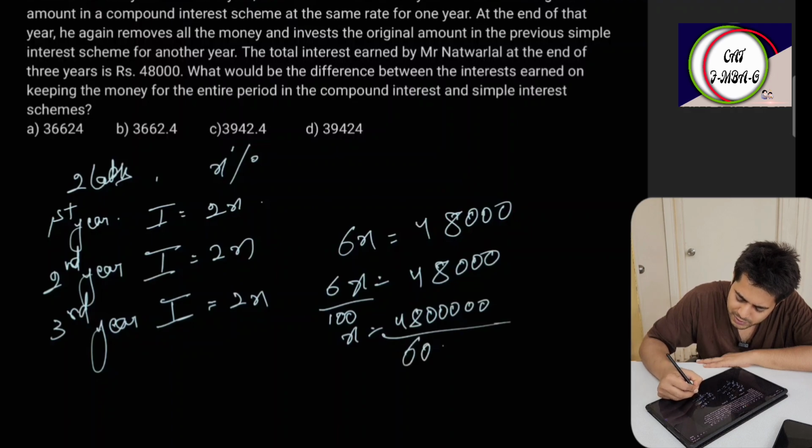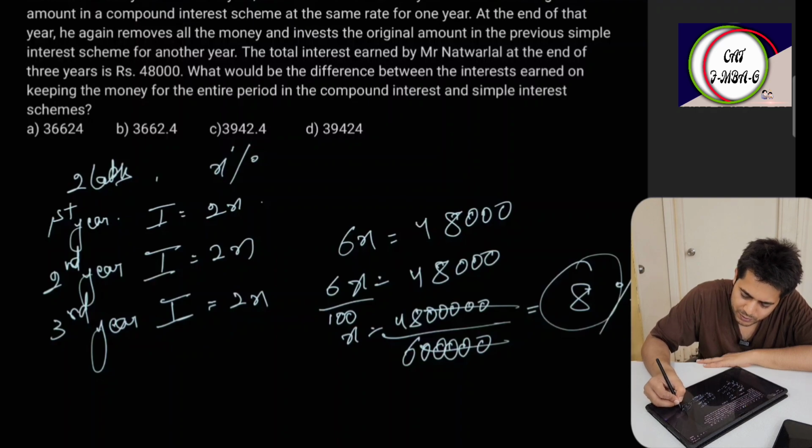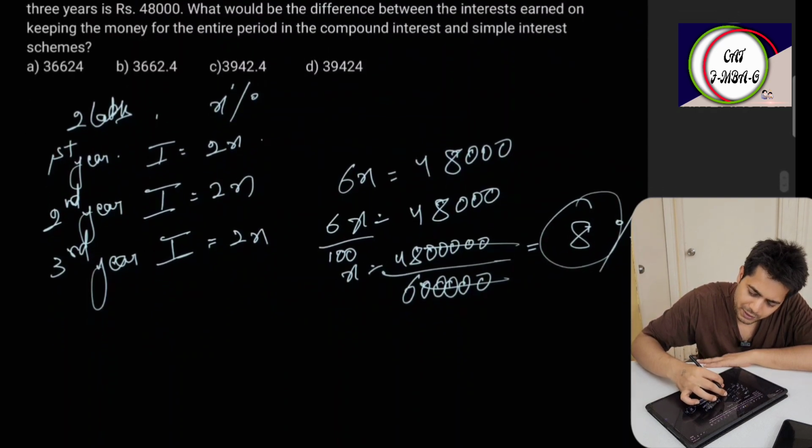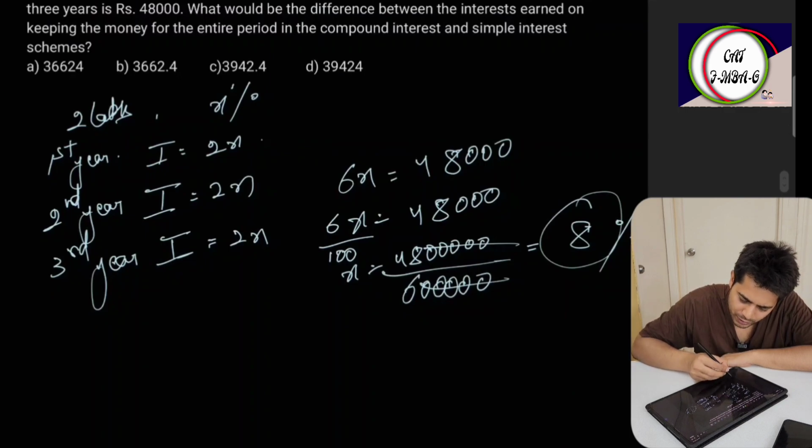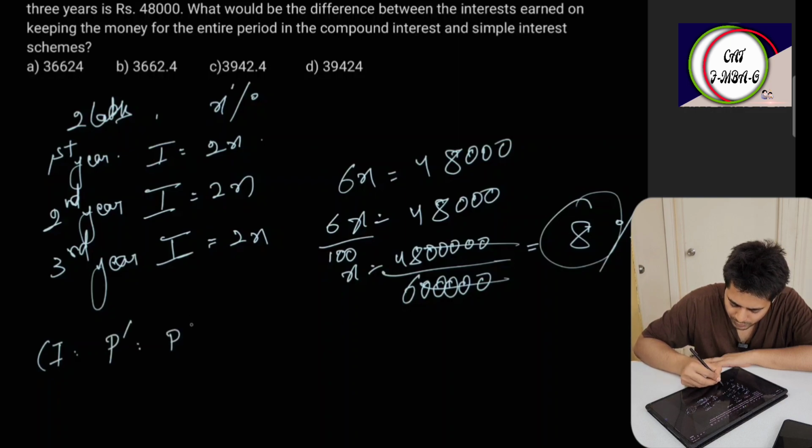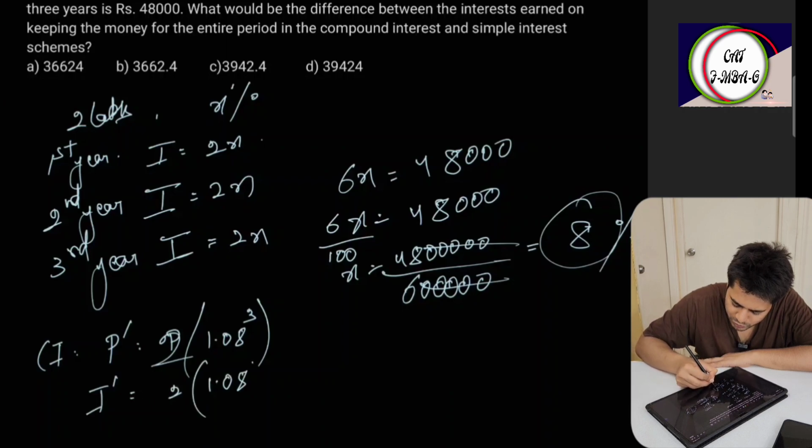divided by 6, it is in lakhs. So it is equal to 8. X is equal to 8%. Okay. Now what would be the difference between interest earned by keeping money for an entire period by compound interest and simple interest? So for compound interest, P dash is equal to P, now P is 2, 1 plus 8 by 100, 1.08, the whole cube. Okay, and if you find interest, I dash is equal to 2 into 1.08 the whole cube minus 1. This is compound interest.